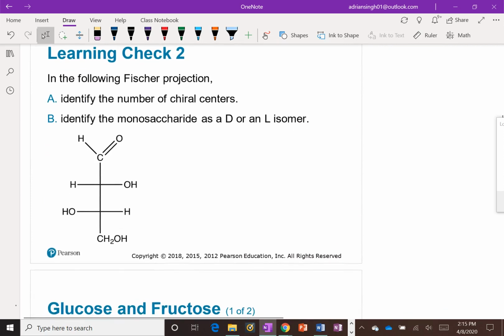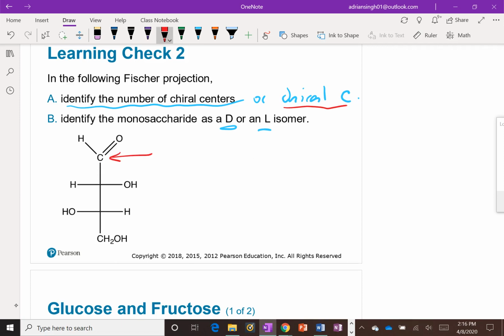All right, so here we have a smaller molecule. The first thing we want to do is to identify the number of chiral centers or chiral carbons in this. And then we want to identify it as being either the D or the L. All right, so let's first of all look at the number of chiral carbons. And we said that whenever you have a carbon with a double or a triple bond, we know that that cannot be chiral. And this carbon down here, because it's got two H's attached to it, that cannot be chiral either. So we can eliminate carbons from our list.